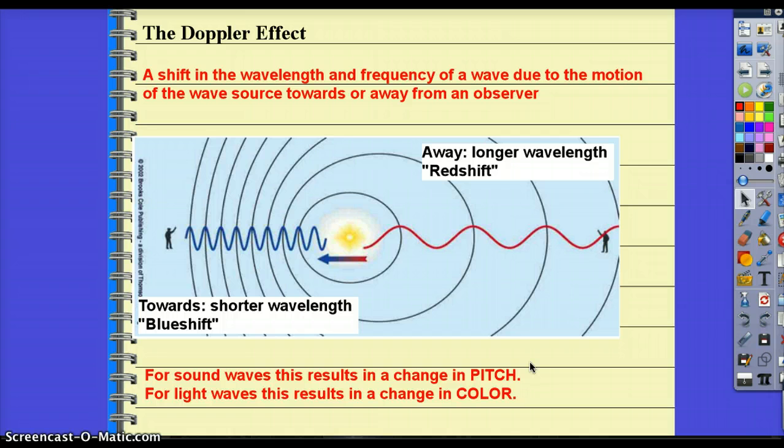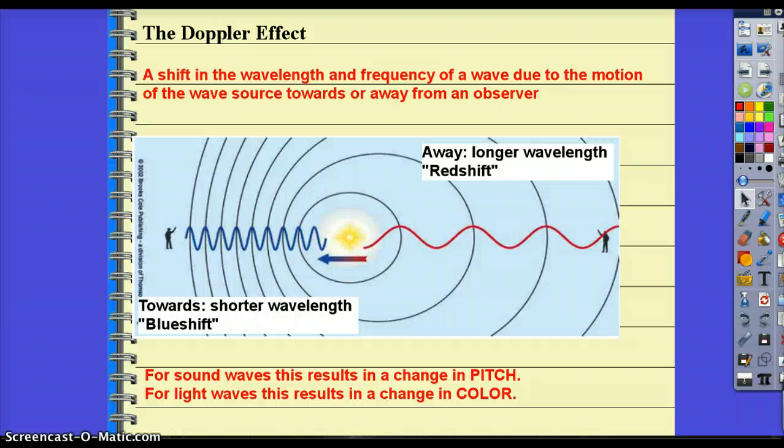Now you should remember from class that when we're talking about the pitch of a sound wave, that has something to do with the frequency. And the Doppler effect, you're going to see, is defined to be a shift in the wavelength and the frequency of a wave. And that happens when the source of the waves is either moving towards the observer or away from the observer. It won't happen if it's moving sort of sideways to the observer, but if it's moving towards or away from the observer, we get a change.